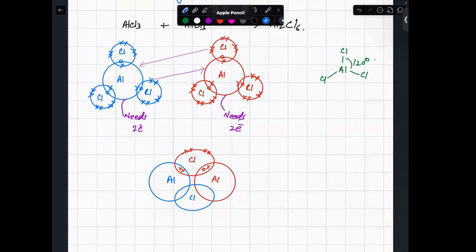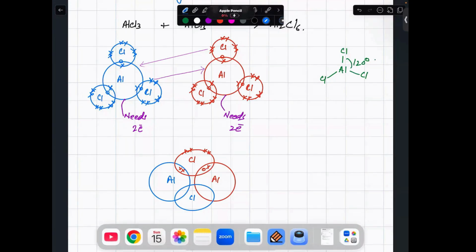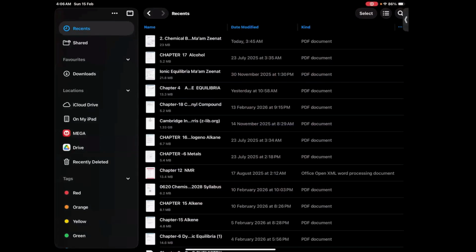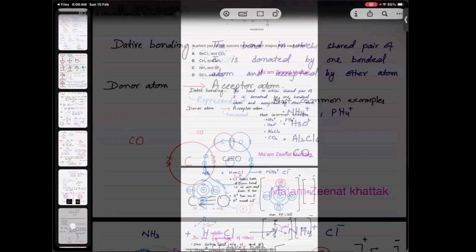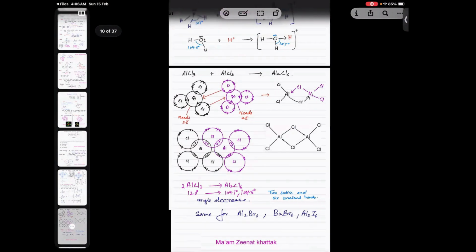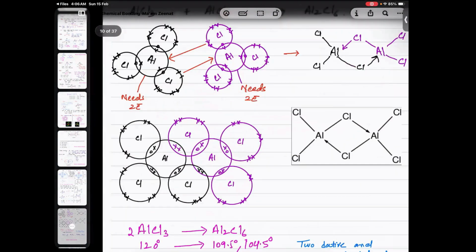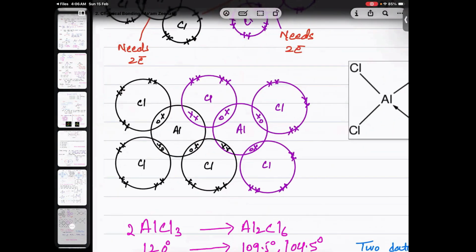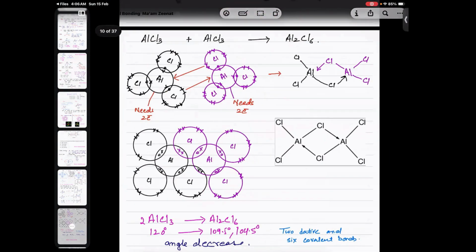Just a minute. In this time, I'm showing the solved one. Wait a minute. I think it's in the file. Yeah. See? Look. You can see this, that how they are joining with each other.